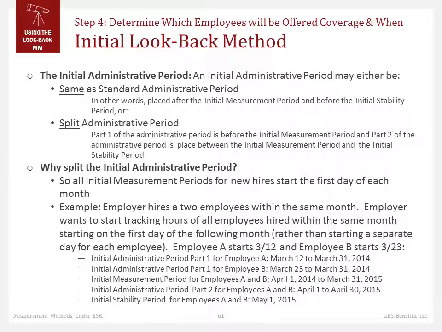I'll show you a graphic of this on the next page, but let's finish this explanation. Hopefully it'll make more sense when we go through an example. So all initial measurement periods for new hires start the first day of each month if you do it this way.